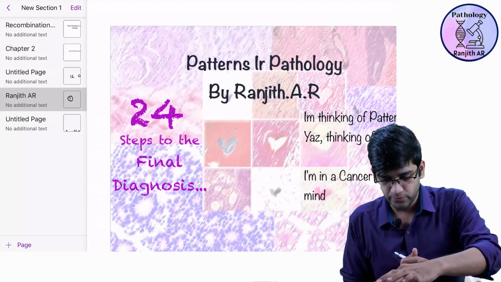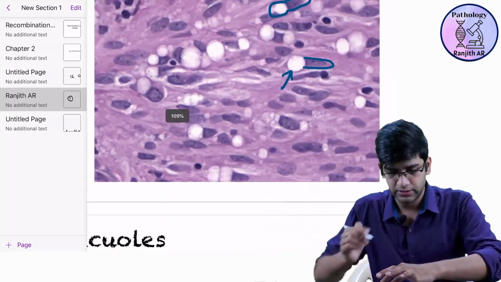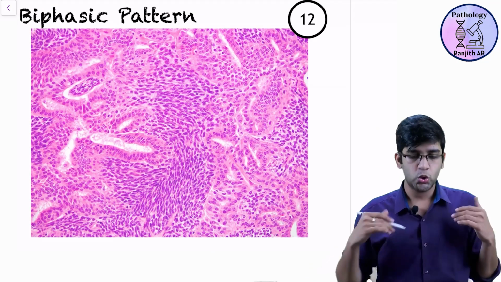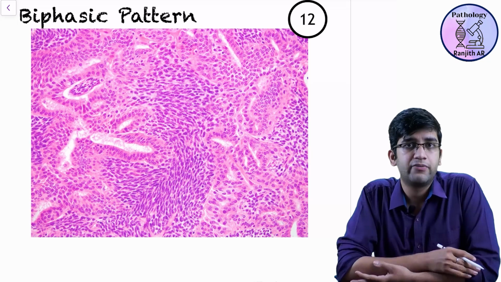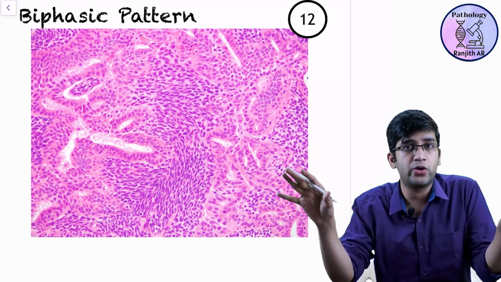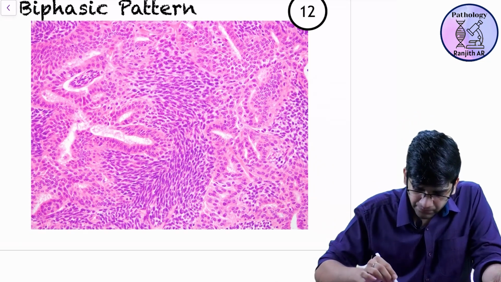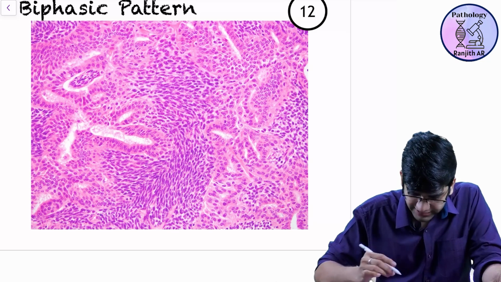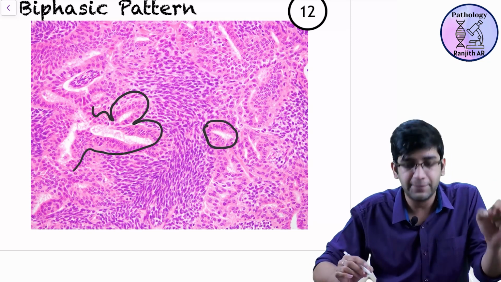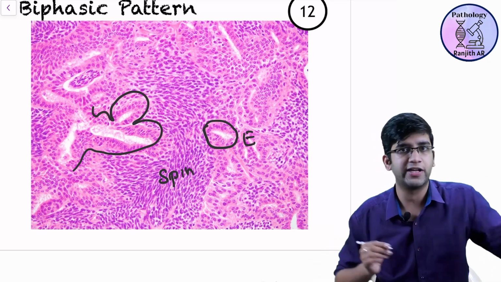The 12th pattern will be biphasic pattern. This is the 11th pattern, your vacuoles. The 12th is biphasic. So what do I mean by biphasic pattern? When I have elongated spindle-shaped cell, mesenchymal component, plus adenoid glands, epithelial component. Look at this image. You can see this part, right? I'm just going to draw something here. This part, we'll take a black color. Gland, right? I have epithelial component. I'm writing E here, and all this in between the blue color are elongated spindle-shaped component.